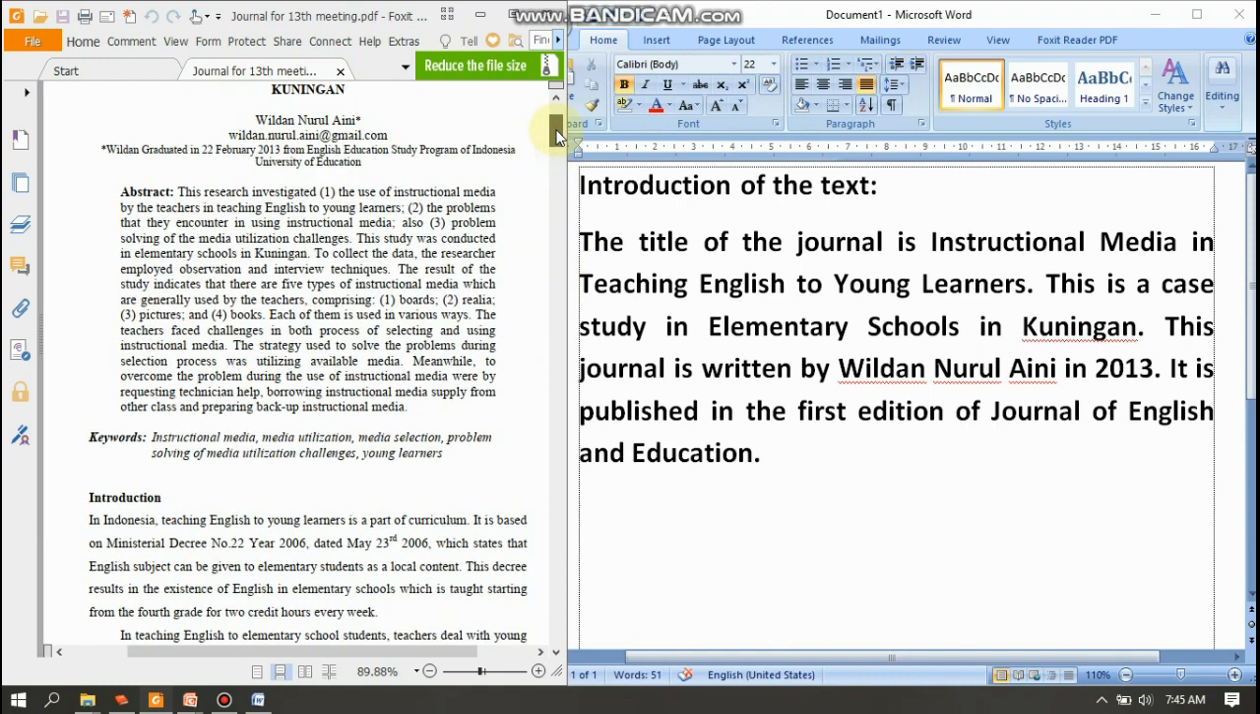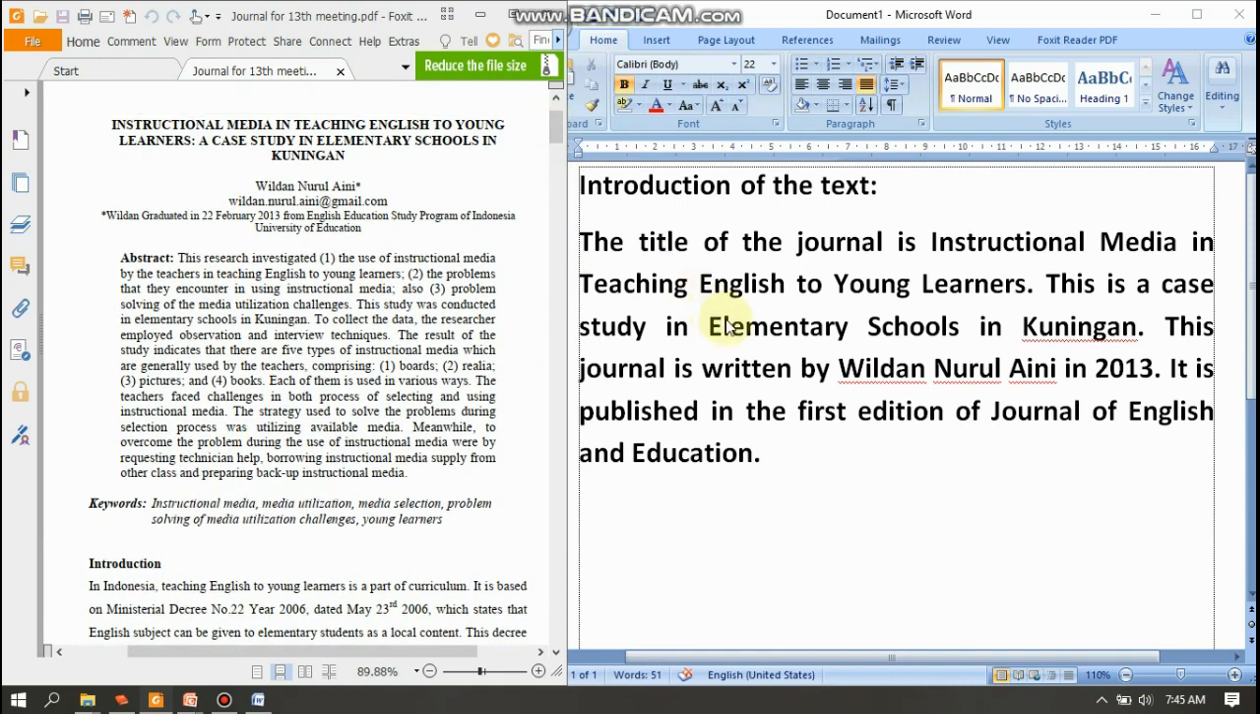What else should we introduce? Can we write about how the researcher collected the data of this research in this paragraph? No, right? Because this paragraph is about the introduction of the journal. If we write, to collect the data the researcher employed blah blah blah, it means that this paragraph is not a good paragraph, right?